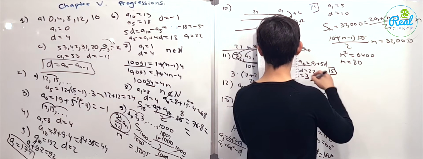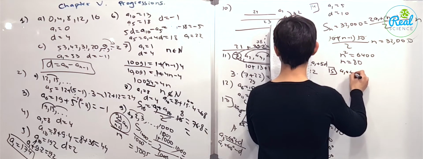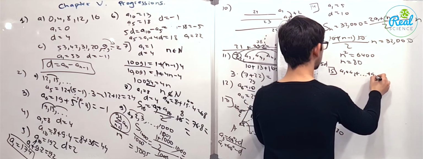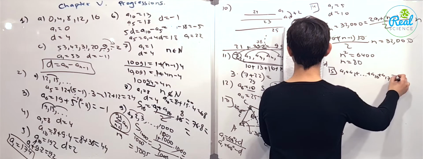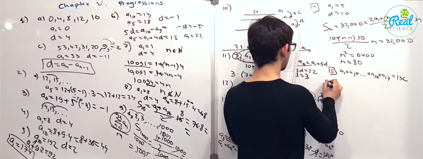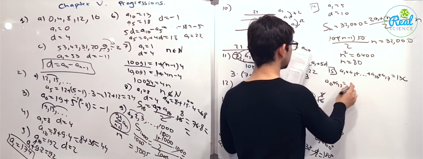Let's turn to 15. A1, A2, etc. A16, A17 equals 136. What is A6 plus A12?